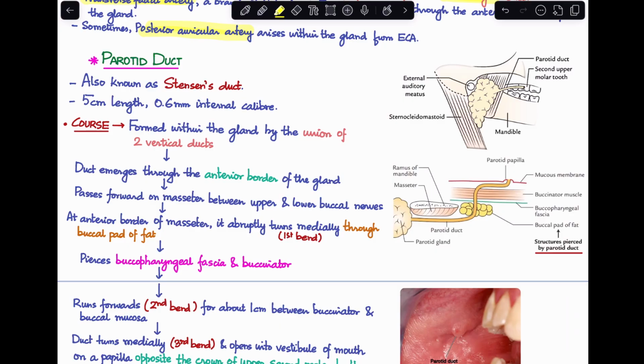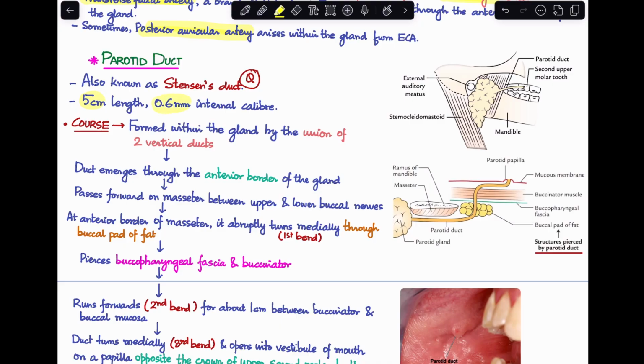There is a very peculiar course that the parotid duct takes, and it passes through a lot of structures that it pierces. That is also an important question that we need to know. So the parotid duct is also known as Stensen's duct, whereas the submandibular duct is known as Wharton's duct. This is 5 centimeters in length and 0.6 millimeters of internal caliber.